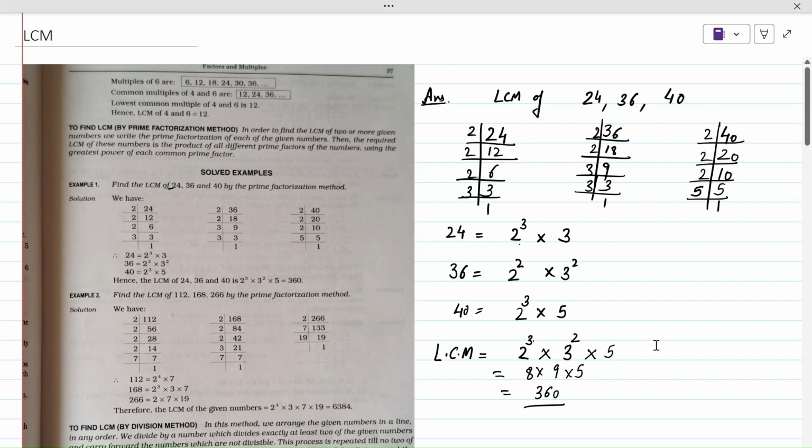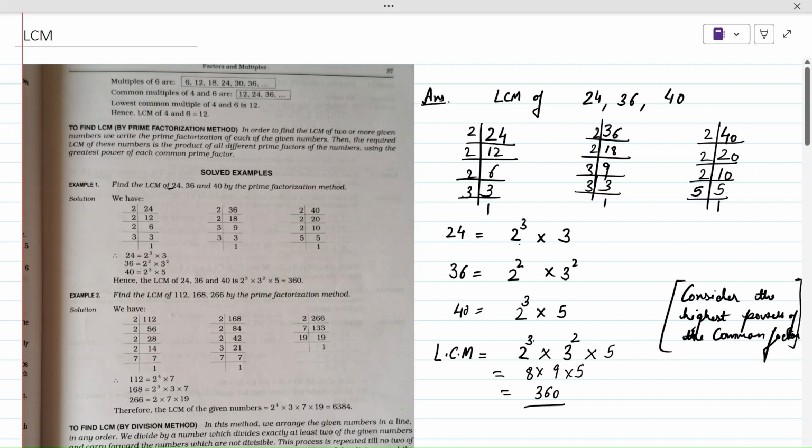Okay, now when we have to find LCM, what we have to consider here is, I'm writing here also, we have to consider the highest powers of the common factors. Okay, so what are our common factors here?